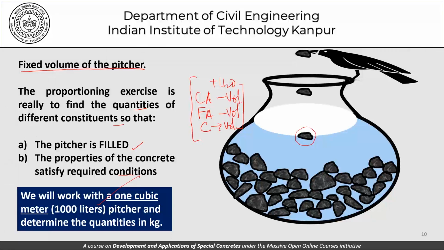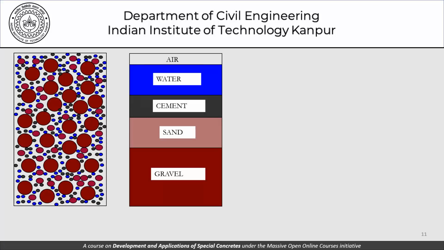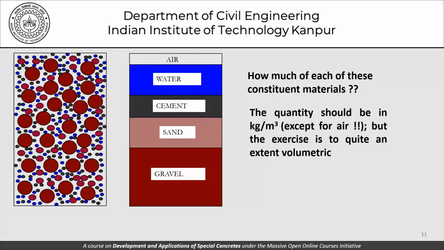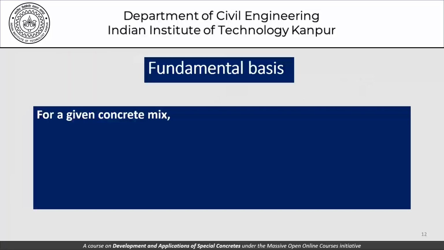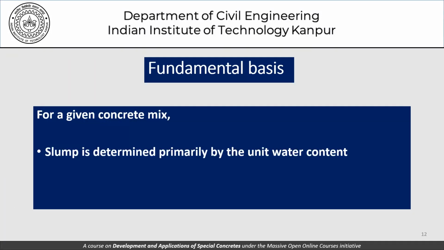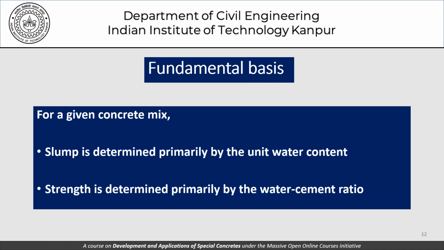Now let's look at these pictures once again. Basically, we are trying to find out how much of each of these materials we need to add. We'll try to get the quantities in kgs per cubic meter, except for air, and the exercise to quite an extent will be volumetric. For the fundamentals, the slump is determined primarily by the unit water content. We already talked about it. The strength is determined primarily by the water cement ratio. We've talked about this as well.